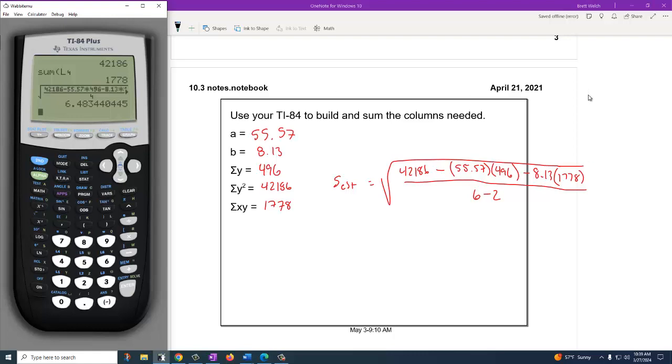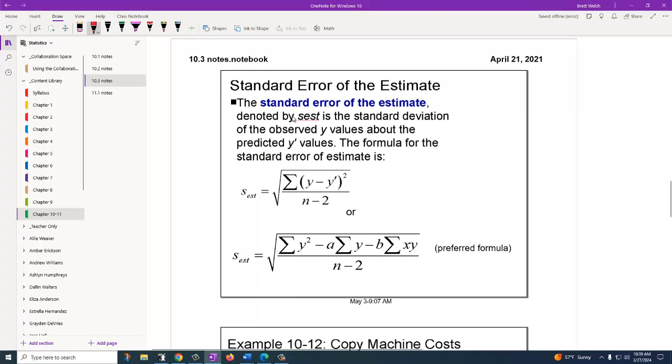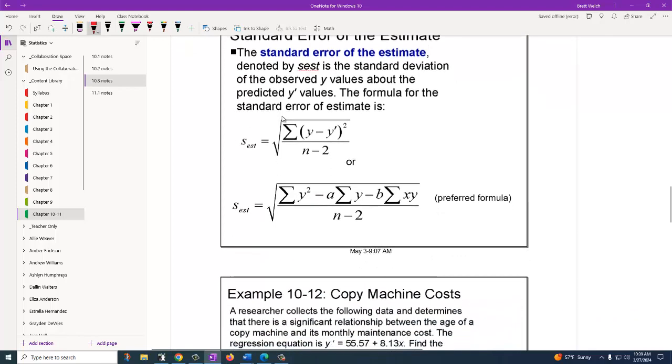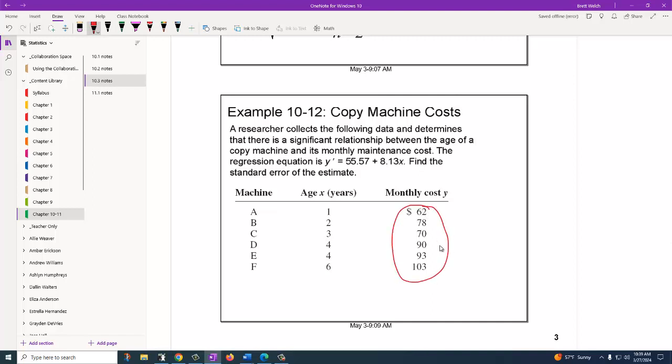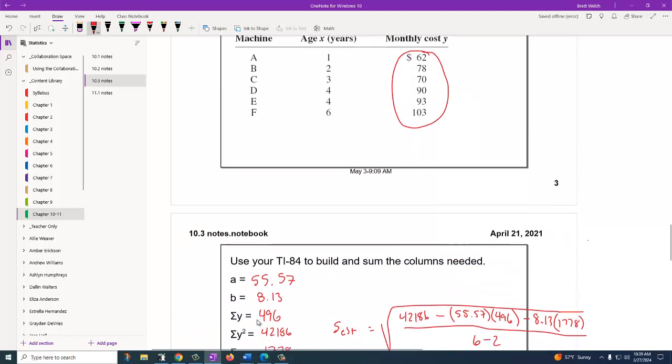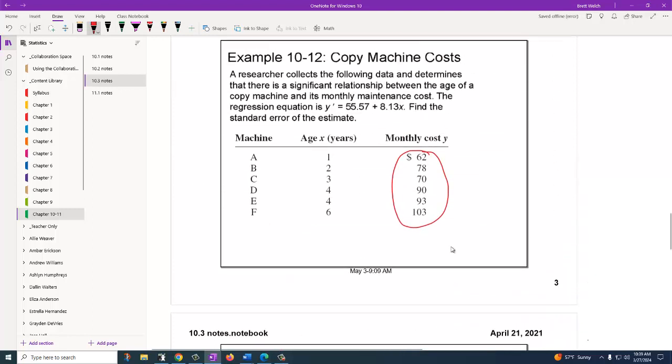Let's redefine what this is. It is the standard error of the estimate. It is the standard deviation of the observed y values about the predicted y prime. Essentially, we're saying how far off these are from what we would expect, and they're off by about $6.48 from what we would have predicted, on average.